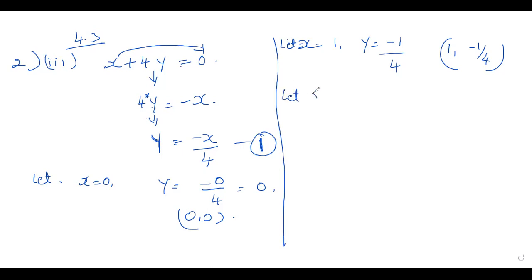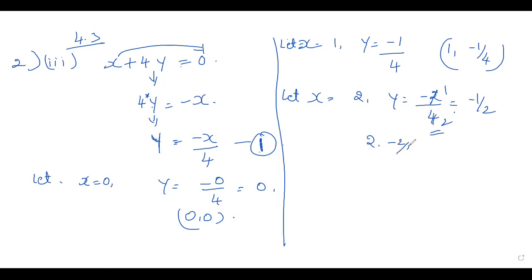Next, let x is equal to 2, y is equal to minus 2 by 4. That is equal to, both are divisible by 2. 2 1s, 2 2s, that is minus 1 by 2. Or you can write 2 by 4 itself, minus 2 by 4.